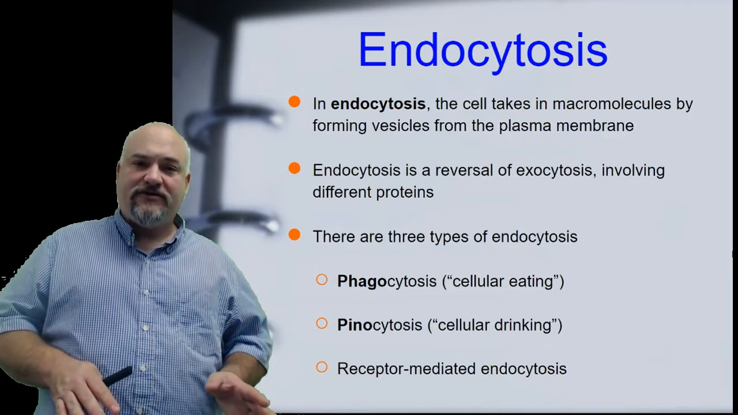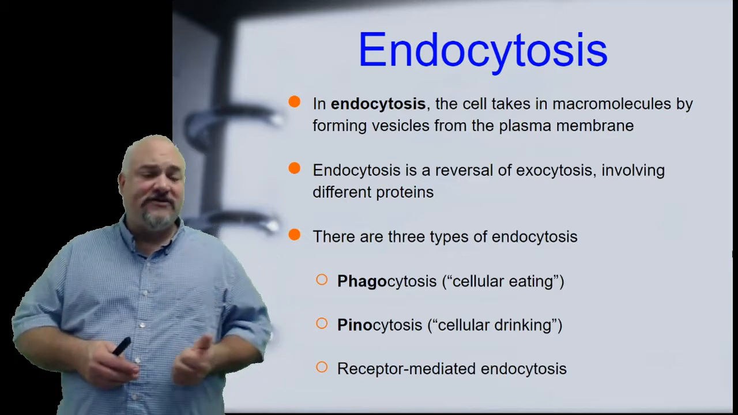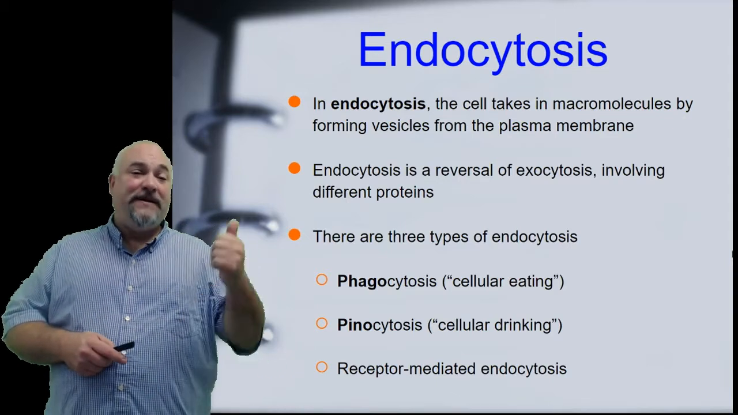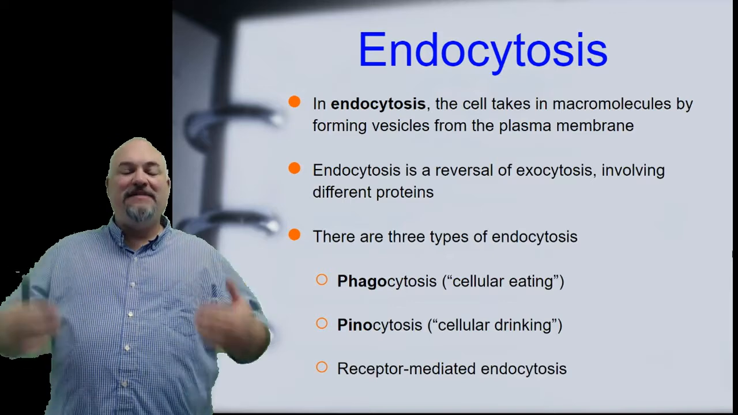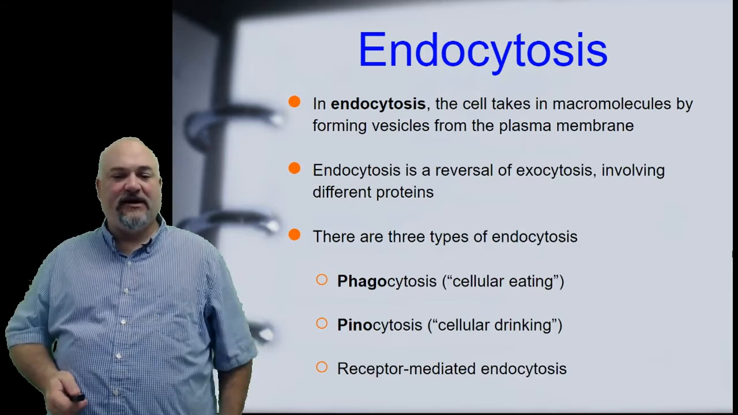There are 3 types of endocytosis. There's phagocytosis. Phago means eating. Pinocytosis, which means drinking, so taking care of liquid things. And receptor-mediated endocytosis. Let's take a look at each of those.